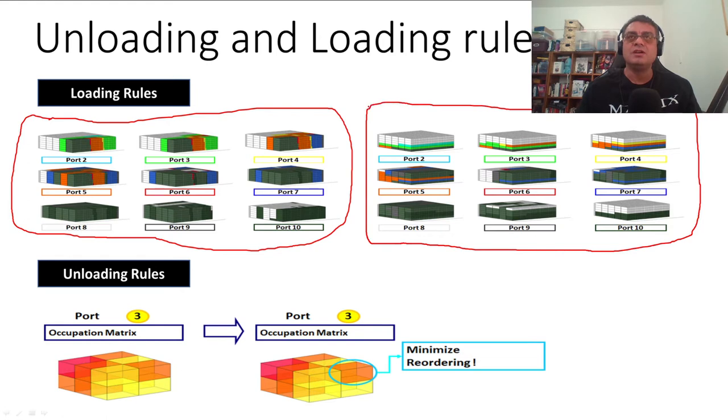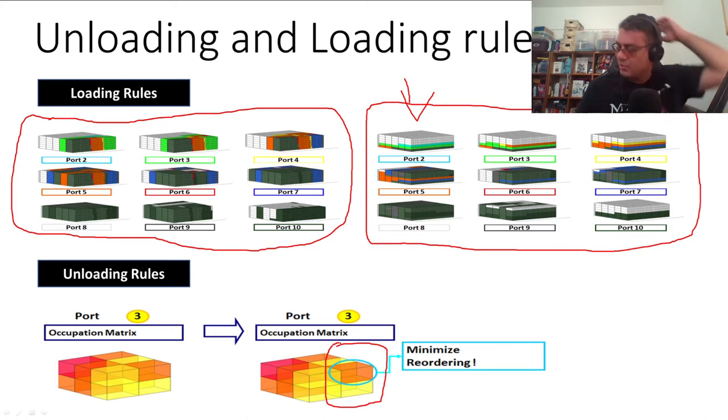This is the contrary here, and why is it the contrary? Because we are looking only at stability. We don't care about the number of movements. We have a great stability pattern here, but it's not good in economic terms. We can also produce different kinds of unloading rules. We can remove all containers from the container ship just to reorganize it, or remove only the stacks where we have some blocking containers.